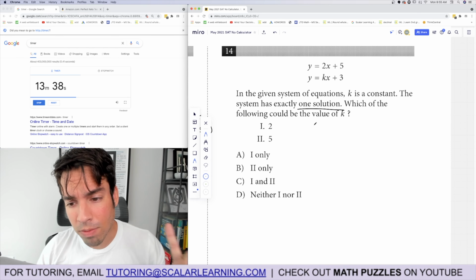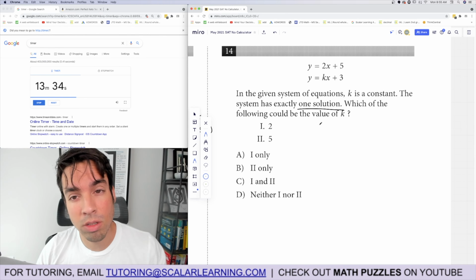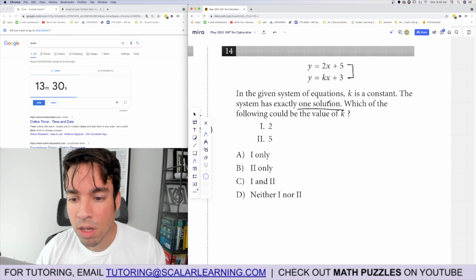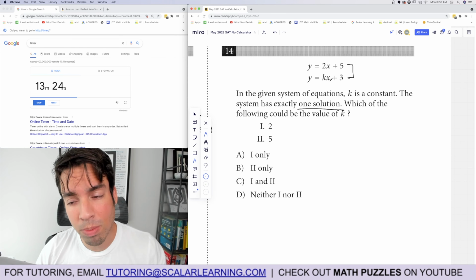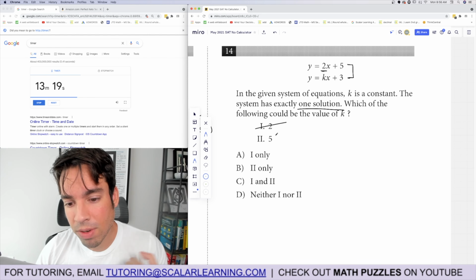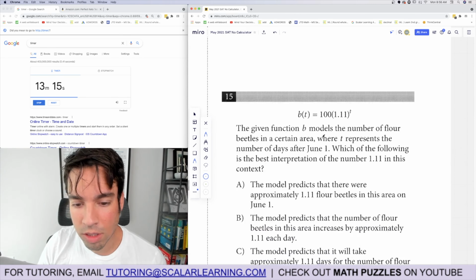Now, very important. If it has no solutions, the lines are parallel. Infinite solutions, the lines are the same. Well, they can't be the same line. They have different y-intercepts anyways. One solution just means the slopes have to be different. Well, obviously, then k, since k represents a slope, and that guy's a slope of 2, we can't have 2. 5 works, so 5 is good to go. So 2 is the winner, and we're done. That's it. You don't need to do anything else.